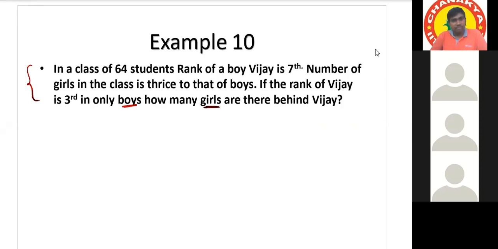In a class of 64 students, rank of a boy Vijay is 7th. Number of girls in the class is thrice to that of boys. If the rank of Vijay is 3rd in only boys, how many girls are there behind Vijay? So 48 girls, maybe. Let us verify.